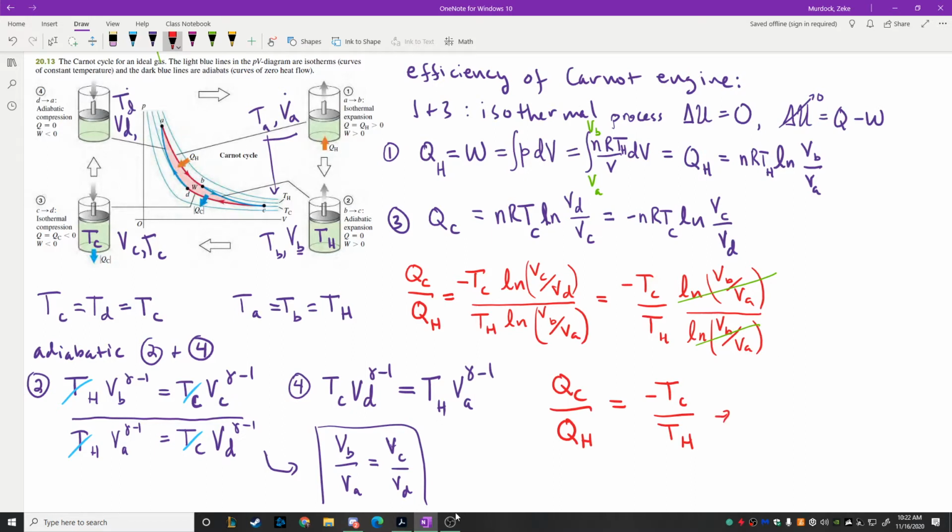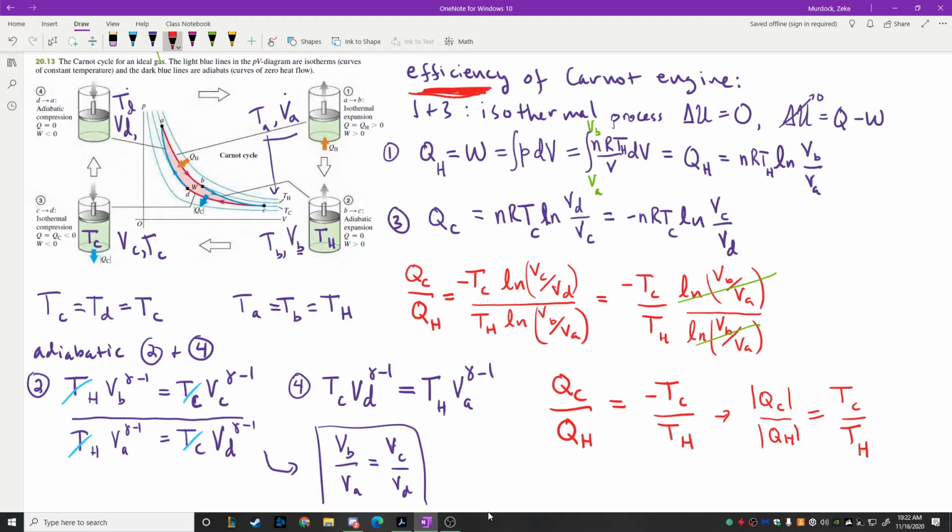Now, we can, of course, get rid of the negative sign. Yeah, and then John's saying the same thing. That's right. So we can get rid of the negative sign if we just write absolute values here. This would just then be equal to Tc over Th. Now, our goal here was to find efficiency. That's what we were doing. Efficiency of a Carnot engine. We do all of these thermodynamic calculations, right? We ended up getting to this.